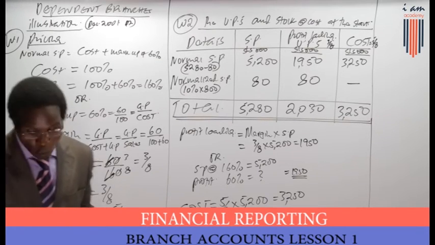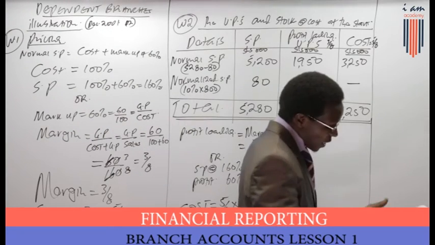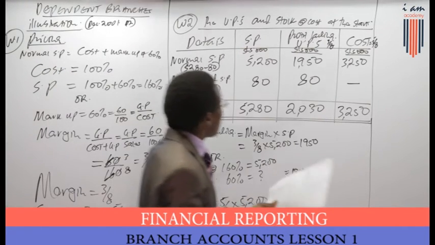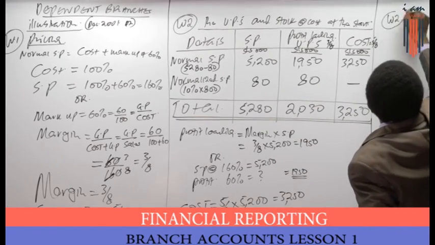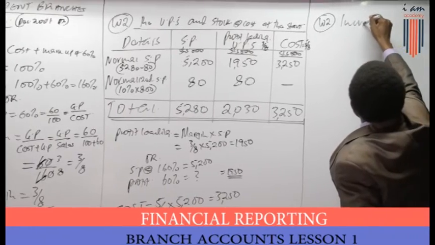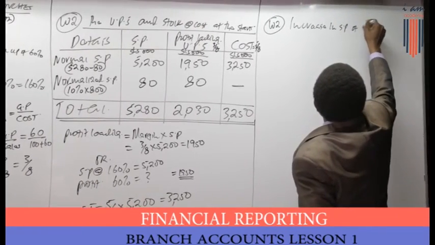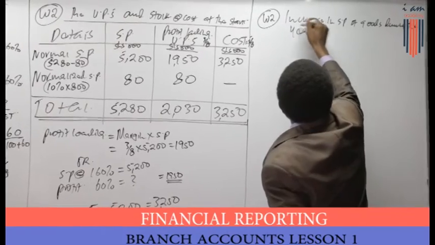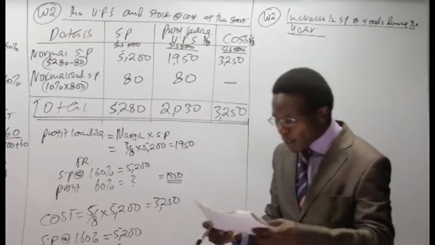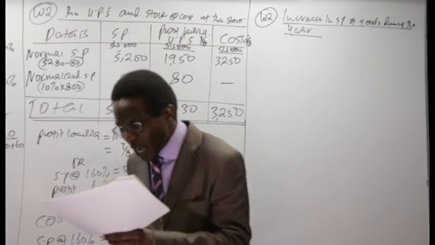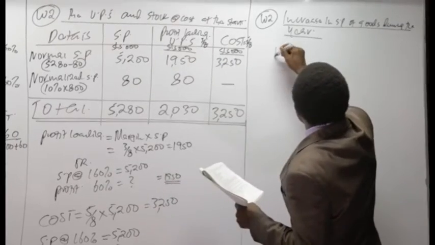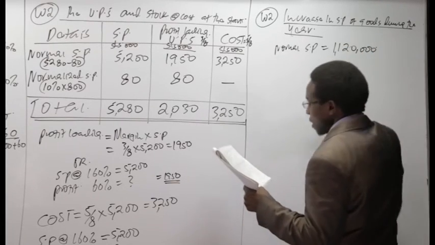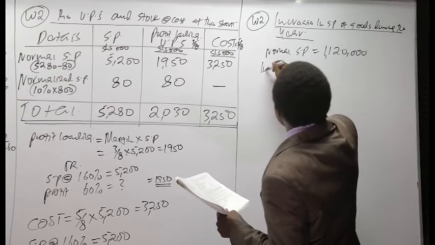Okay, fine. Now, we move on and look at the next. What else? There's something interesting. During the year, some goods had their selling price increased. We can say, maybe, working number 2, increase in selling price of goods during the year. During the year, some goods were increased in their selling price, and the normal selling price of these goods is 11.20. So they were increased by 15%.